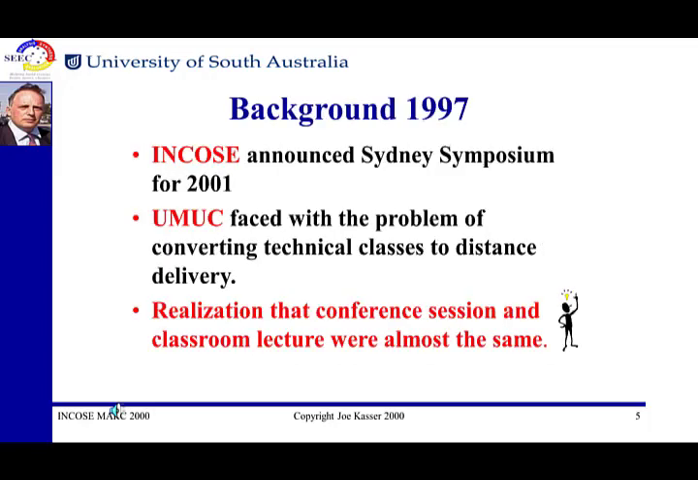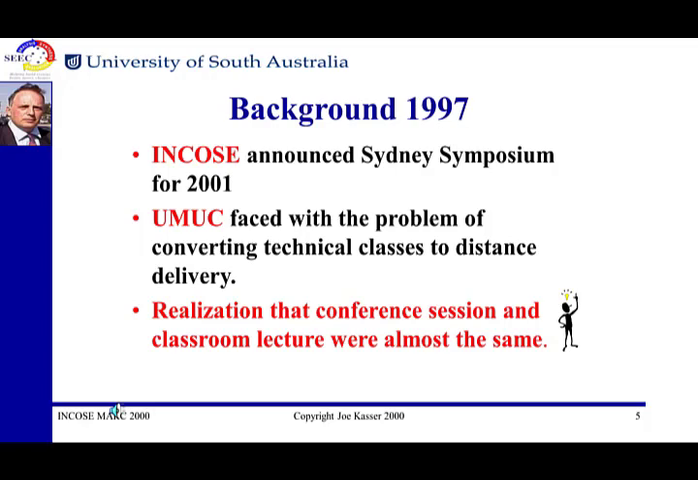The story starts back in 1997 when Nkosi announced that the 2001 conference would be in Sydney, Australia. It was felt that not too many employers would let their people go to Australia for a conference, and so I thought about looking for a way to boost attendance.